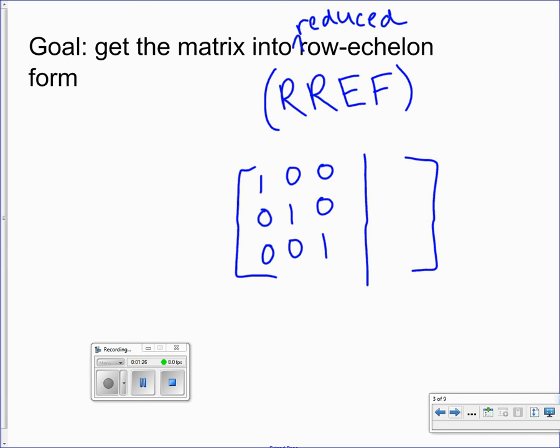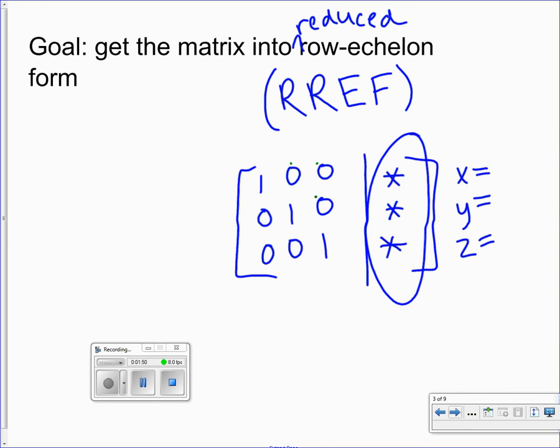Remember before, these top values here that I'm putting the green dots by, those could be any number. Now, we're going to make them 0s. And what's going to happen is we're going to have 3 numbers over here in the last column. And those are going to be our solutions. So x will equal this first answer, y will equal the second answer, z will equal the third one, and there's no back substitution. You get to just look now in the last column and see your answer.